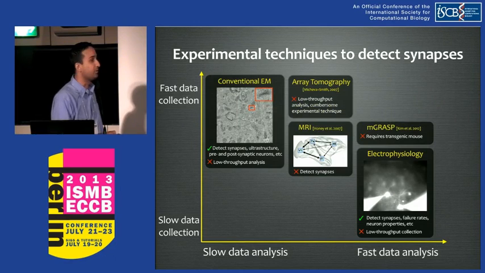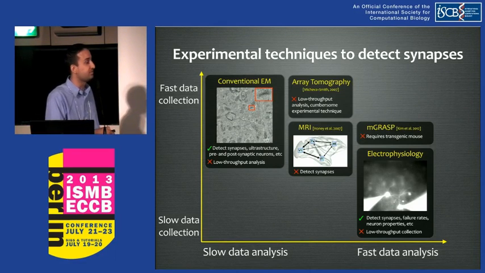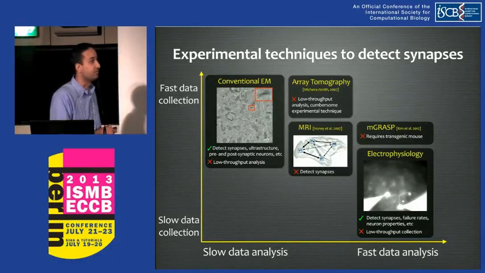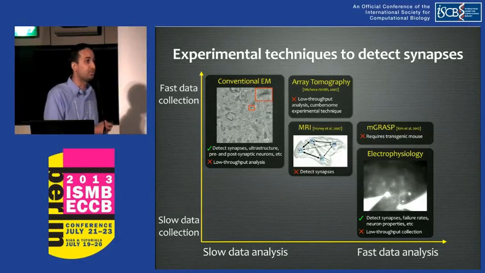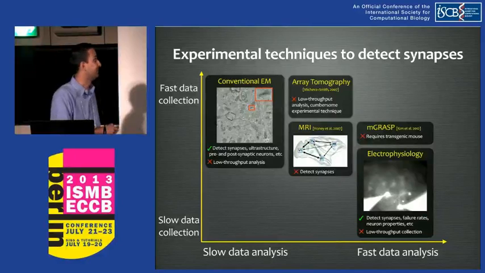Recently, there have been a few other technologies proposed. The MGRASP technique was talked about here last year at ISMB, but it requires a specialized transgenic line that stains or highlights particular synapses in fluorescence images. Array tomography is also a new technique that allows you to differentiate between many different synapse types, but it's also struggling with analysis, and it's a cumbersome process because you're doing sequential immunohistochemistry across many different antibodies, and it's just a tough process to do.